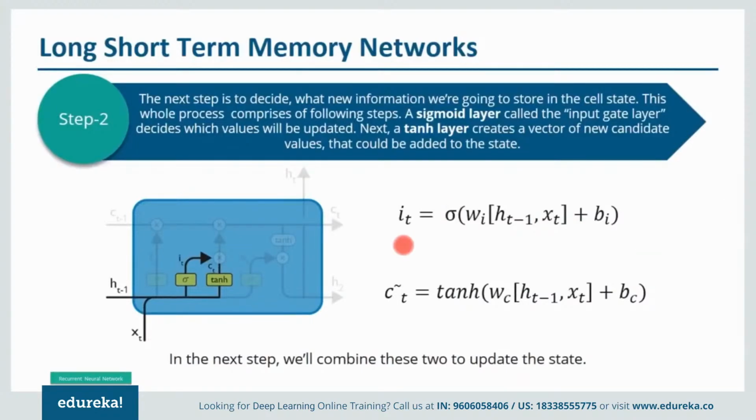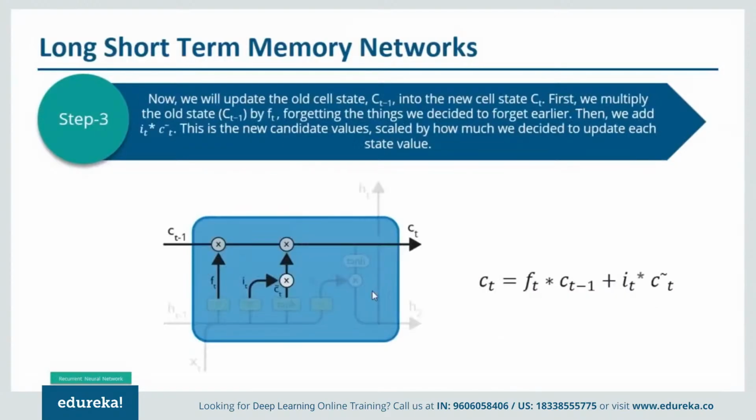Now let me explain the equations. So i of t will be what? The weight matrix multiplied by ht-1 comma xt, plus the bias, passed through a sigmoid function, and we get i of t. C bar of t we get by passing a weight matrix times ht-1, xt, plus bias through a tanh squashing function, and we get c bar of t. As I've told you earlier, in the next step we'll combine these two to update the state. Let us see how we do that.